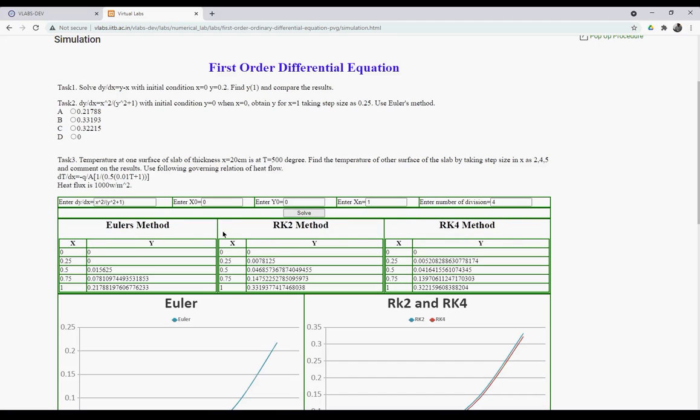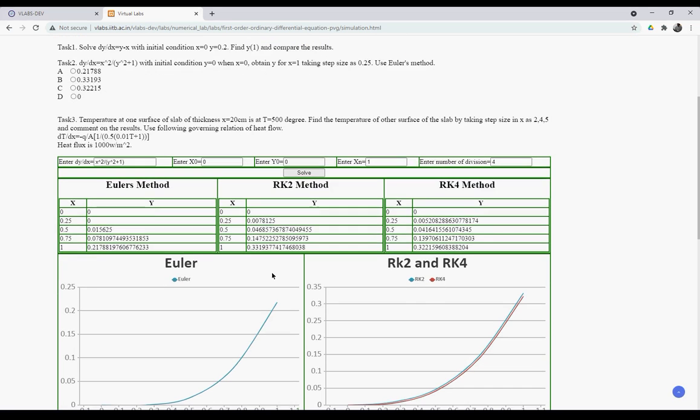So if I hit solve, you can see x is varying correctly in steps of 0.25. So you have x0 is 0, x1 is 0.25, x2 is 0.5, x3 is 0.75, and x4 is 1. And in this case I am getting the corresponding values. So I have the 0, 0. So these are the corresponding y values.